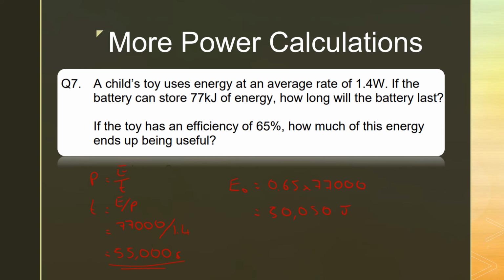So that's 50,050 joules. And as ever, we need to round that to the same number of significant figures as in the question. So this is to 2 sig fig, this is to 2 sig fig, and actually the percentage is to 2 sig fig. And so we're going to round our answer to 2 sig fig. So that is going to be 50 kilojoules or 50,000 joules.